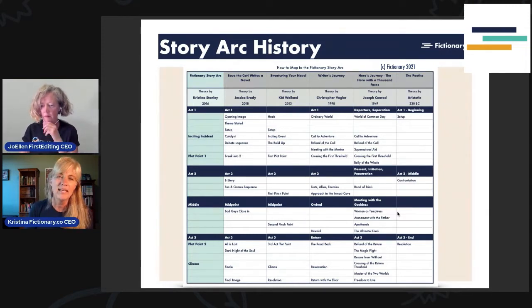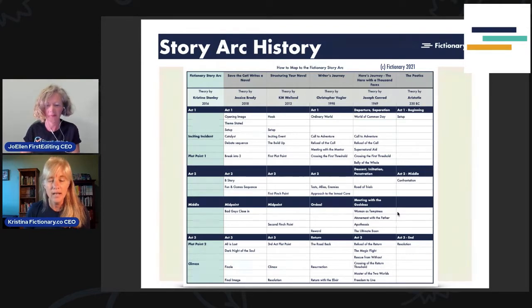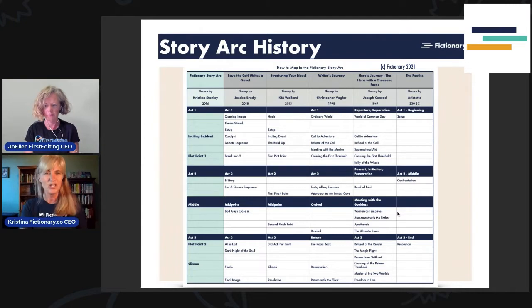Jump forward in time again, and we've got Save the Cat Writes a Novel by Jessica Brody. And hers are broken out again differently, but all of the 5 key scenes are there. So when we created the story arc, we wanted to pick the minimum number of points that will make your story better. And outside of that, of course, a writer can go and follow any of these and use the forms that are there. But our goal was to simplify it down to the inciting incident, plot point 1, the middle, plot point 2, and the climax. And so that's just a little bit of history of Fictionary.